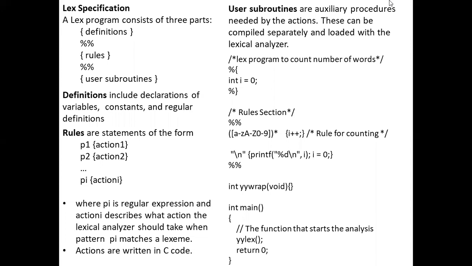After that, rules are statements of the form p1 action 1, p2 action 2, pi action i, right? Where pi is a regular expression. If you remember, suppose we design a particular regular expression for a machine that ends with a, the regular expression is b*a, right? Clear? So this is a regular expression. And what is the action, right? What is the desired output for a particular regular expression? That part is categorized into the action part.